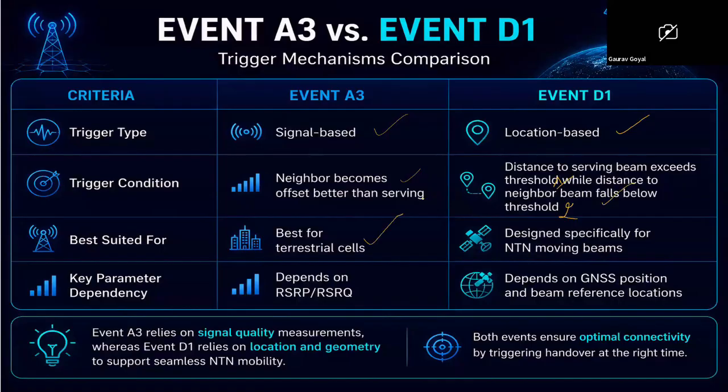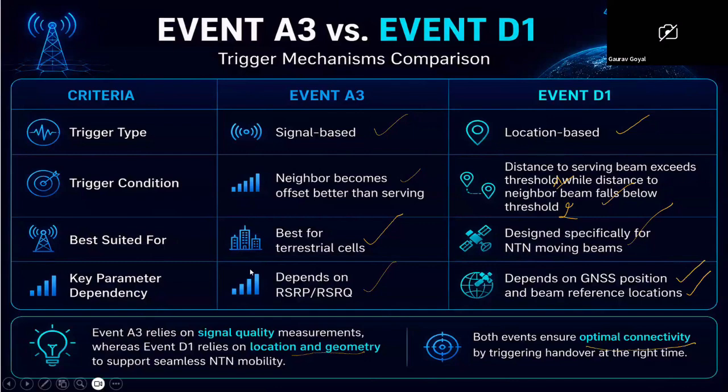A3 is good for terrestrial cells and NTN, while D1 is best for NTN. A3 depends on RSRP, but D1 depends on the GNSS position and the beam reference signal. Again, A3 relies on signal quality, but D1 relies on location and geometry, right? Both events ensure optimal connectivity, so that the call does not drop before the end.